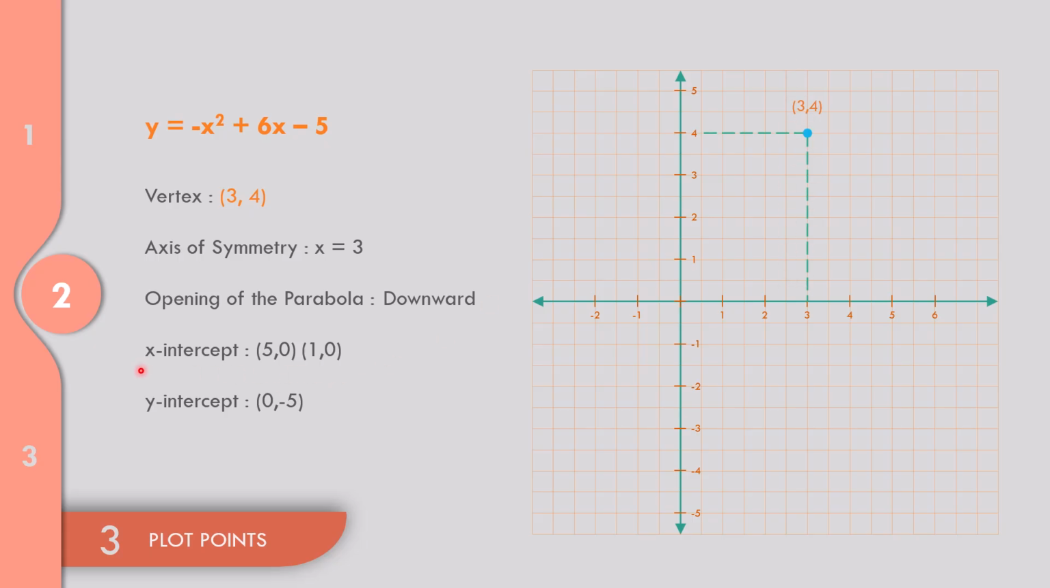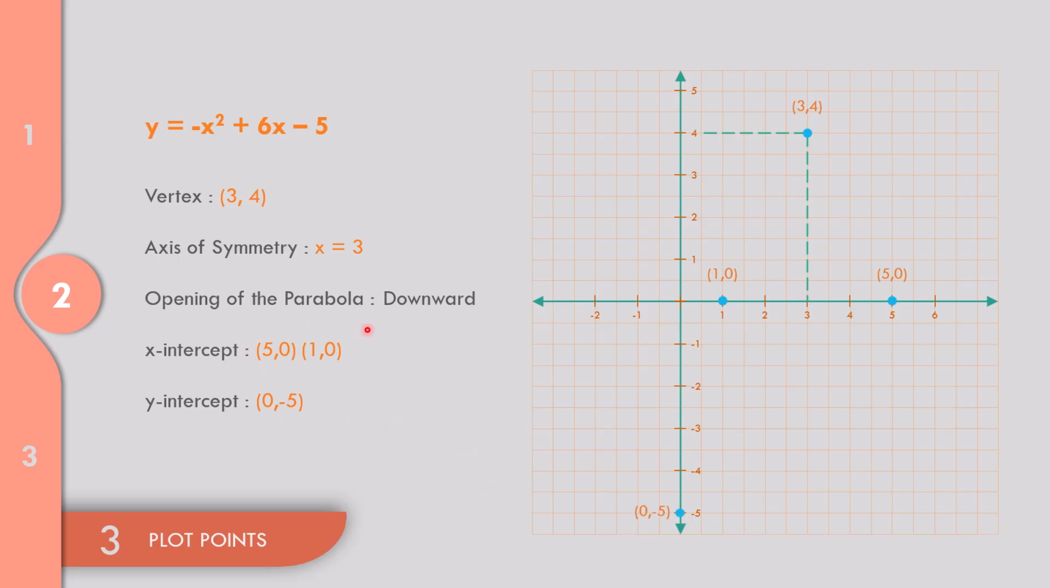So the x-intercept, that is (5, 0). So this is (5, 0). So let us plot the point (5, 0). Next is (1, 0). So this is (1, 0). And then the y-intercept, so within the y-axis, this is (0, -5).